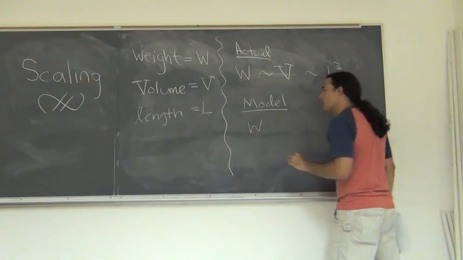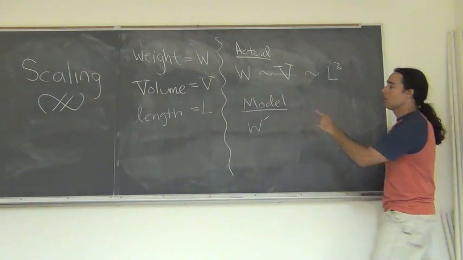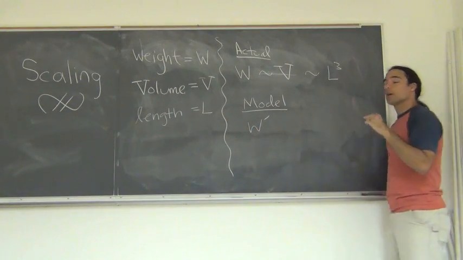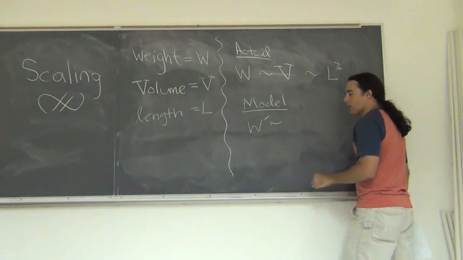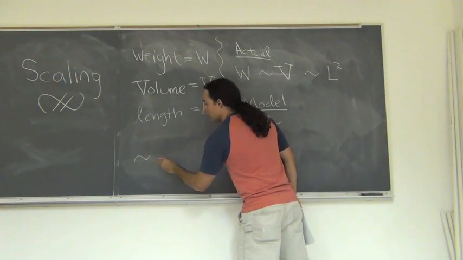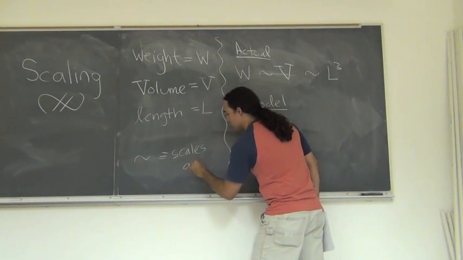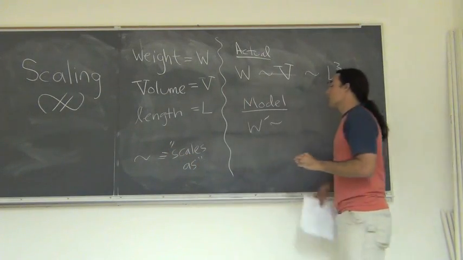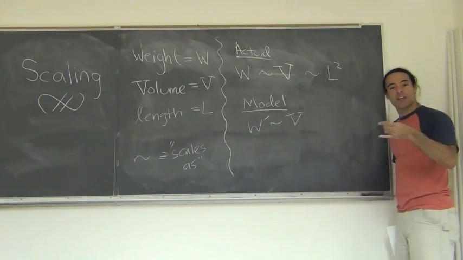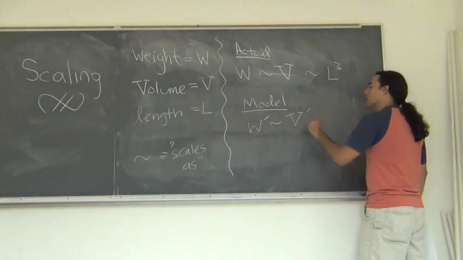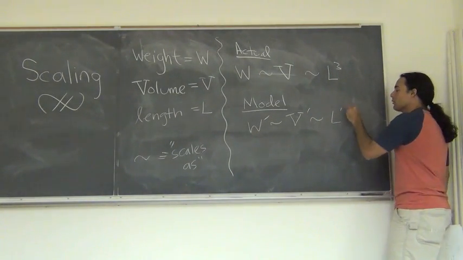The weight, which I'll call W prime because now we're looking at the model, is going to be proportional to, or is going to scale as, this symbol. We call that "scales as." The weight is going to scale as the volume. Scales as just means it's proportional to. It scales as the volume, which is going to scale as the length cubed.